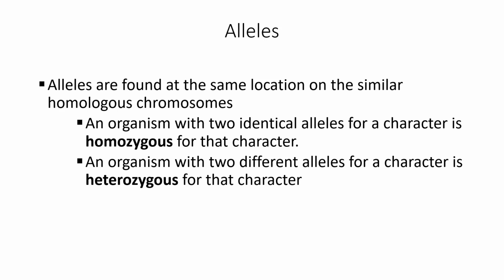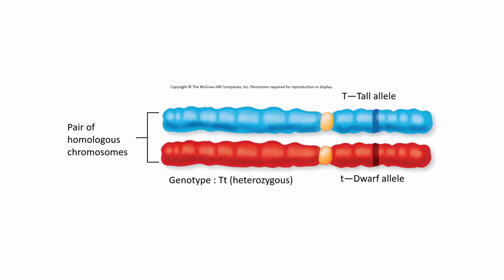An organism with 2 different alleles for a character is heterozygous for that character. So if you have one allele for A and one allele for B with your blood types, you have type AB blood and you are heterozygous. Now, when it comes to which alleles you have, this is the genotype that you have. So these alleles are in regard to genotypes.